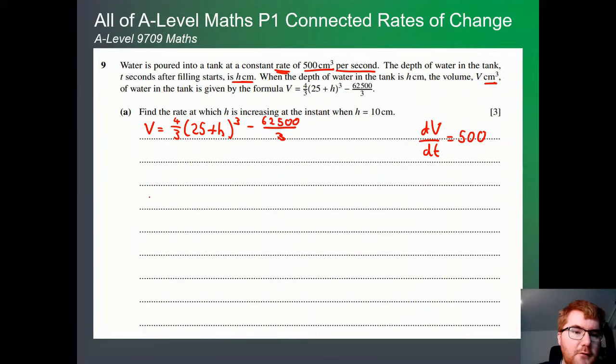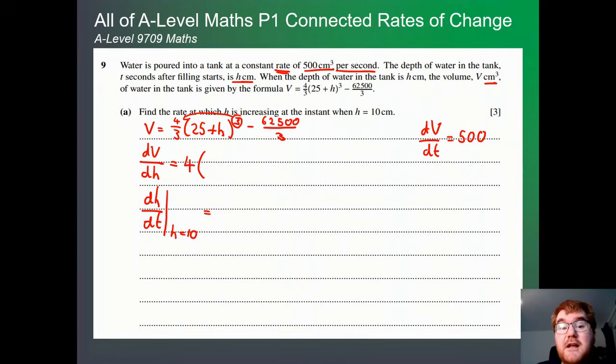So we're looking here for dh by dt, the change of the height of the water, at the value where h is equal to 10. Okay, same procedure as what we did before. First of all, we differentiate this function, so dv by dh, and we take that 3 and bring it to the front. So that gives us 4/3 times 3, which is 4. Differentiated bracket doesn't make any difference this time, we get just a 1. So then we just reduce the index by 1. Notice the constant just disappears at this point.